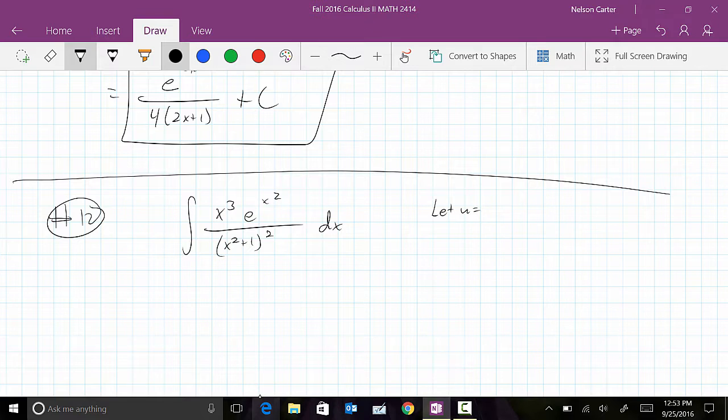So let's see here. Let's let u equal x squared plus 1. Let's try that. Okay, let's just try that. And then that means that, or let me call it t.